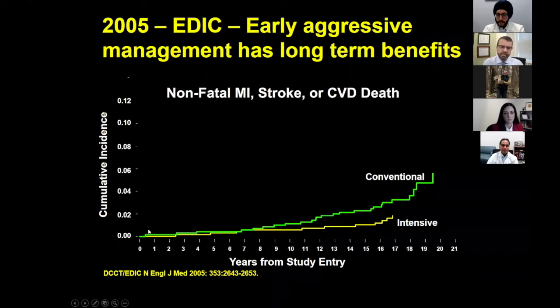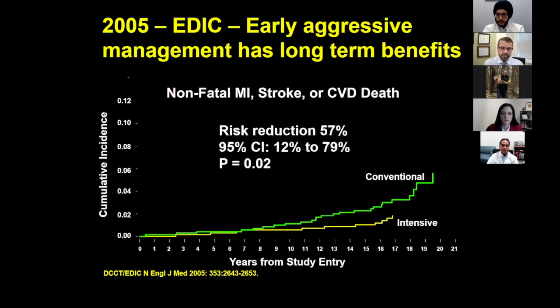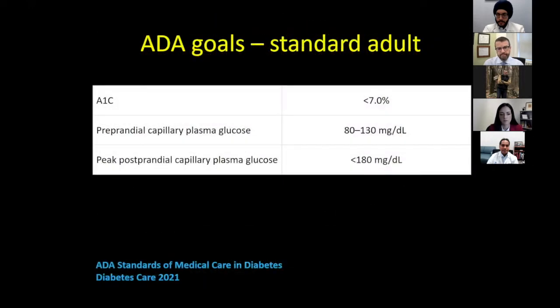What does that mean in practice? It means that early good tight glucose control, when appropriate in the patient who can tolerate that well, is going to lead to long-term positive outcomes with regards to reducing non-fatal MI, stroke, and cardiovascular death. And that's the key message that comes out of this, really. And the risk reduction is significant. We're talking about a 57% risk reduction for those individuals further down the line in terms of A1C.